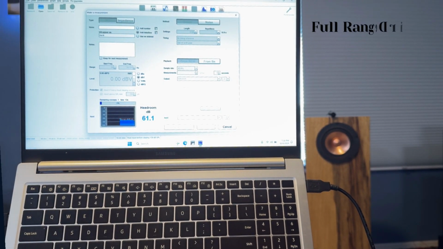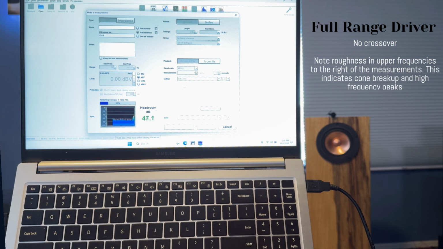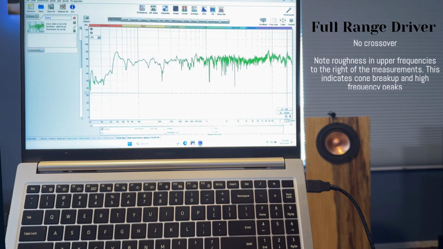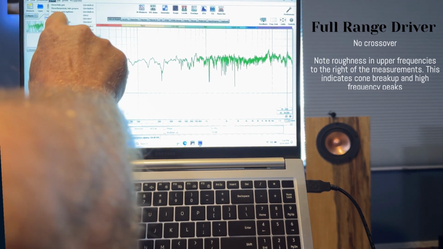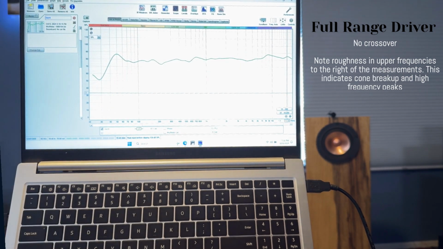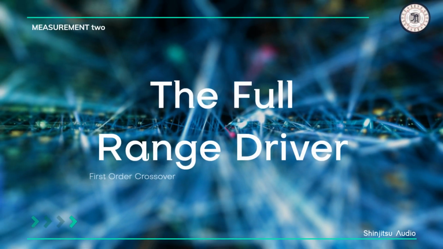This measurement is using REW software. We're measuring it about 1 meter away from the speaker front. This is the full range driver with no crossover. Notice that on the right-hand side, you see some roughness in the upper frequencies. That is the peaking and the cone breakup that is seen in the full-range driver above a certain frequency range, normally around 2 kilohertz.